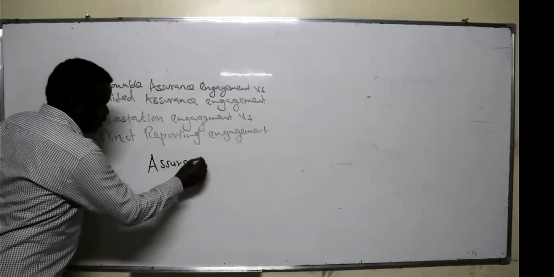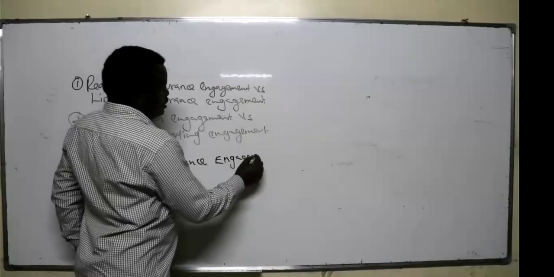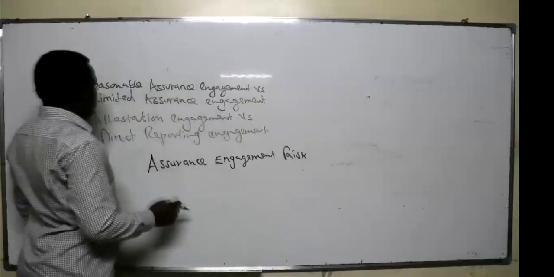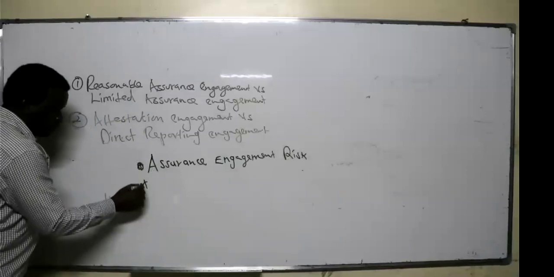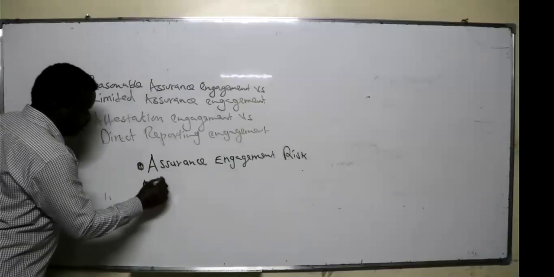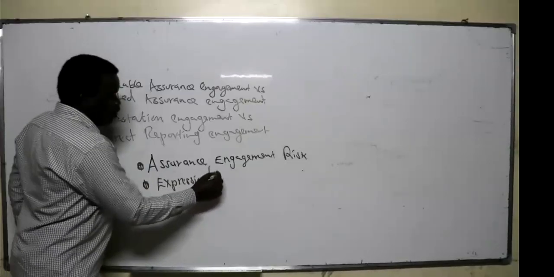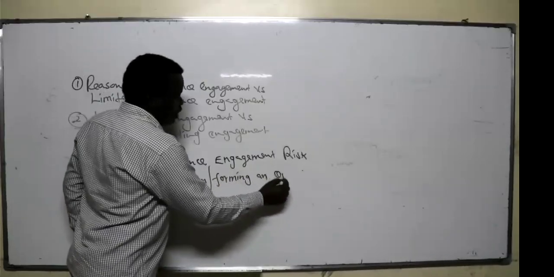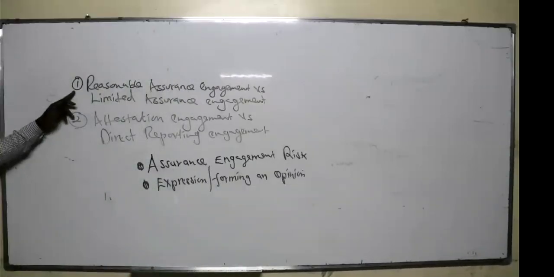One of the words is assurance engagement risk. Assurance engagement risk is what you need to always remember when it comes to explaining reasonable or limited assurance. This is the first one. The second one is about expression of opinion, or forming an opinion. So once you have these two words, you can explain what is a reasonable assurance engagement or limited assurance engagement.